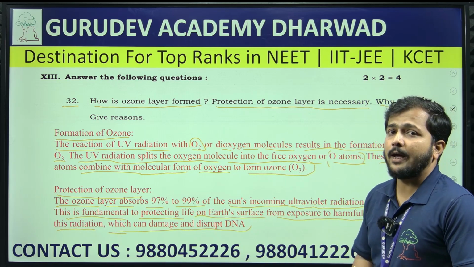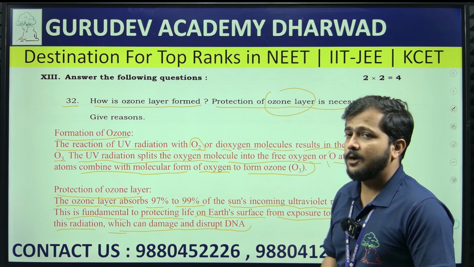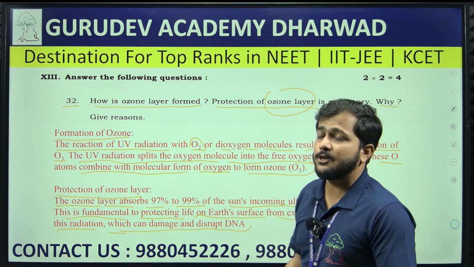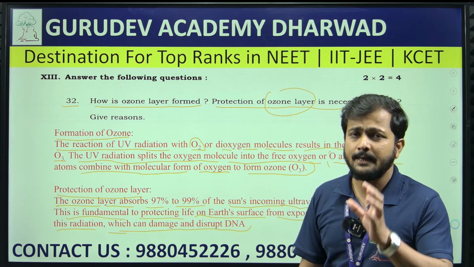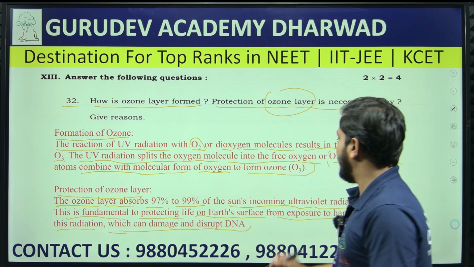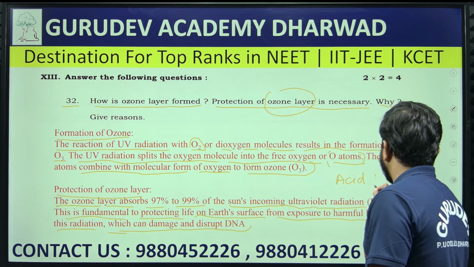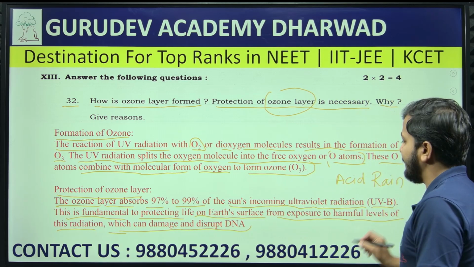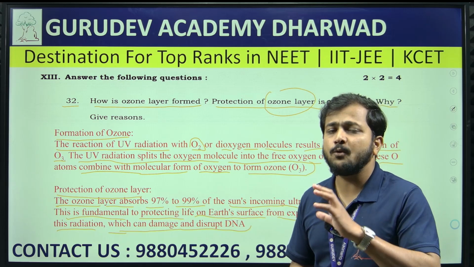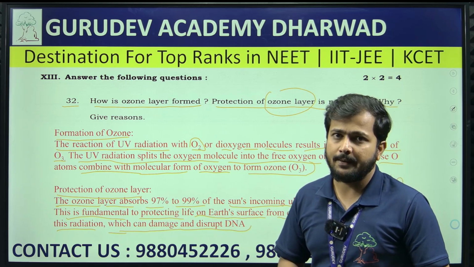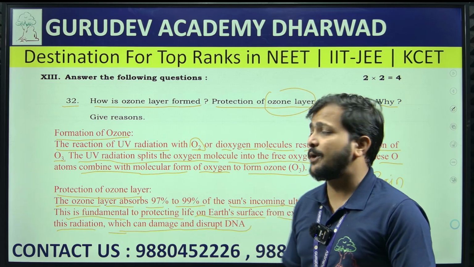Now what is going to happen if there is depletion of the ozone layer? Then the UV radiation coming from the sun will penetrate and fall directly onto the earth's surface. That can lead to acid rain formation. Not only that, it can damage the DNA, and when the DNA gets mutated, it can cause cancer.